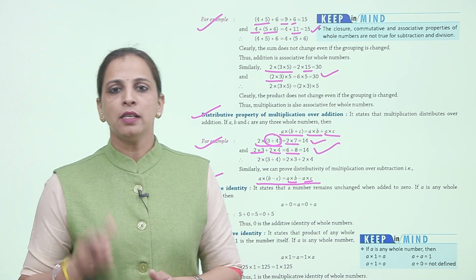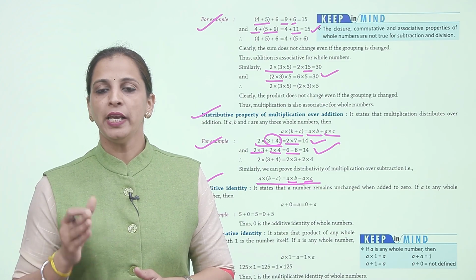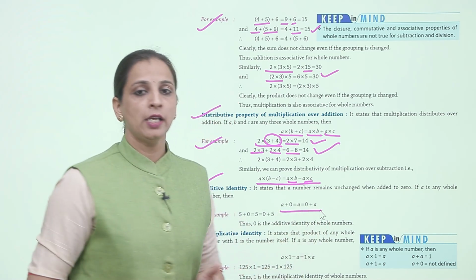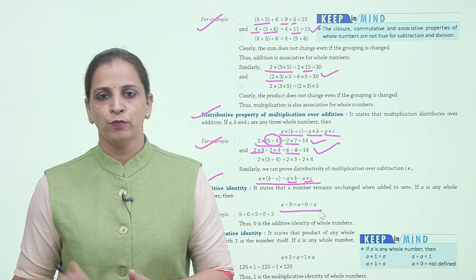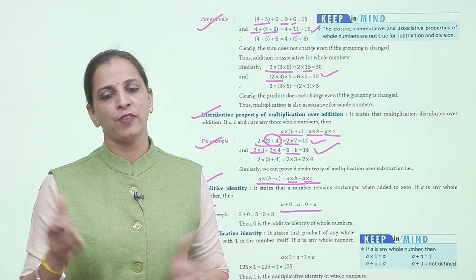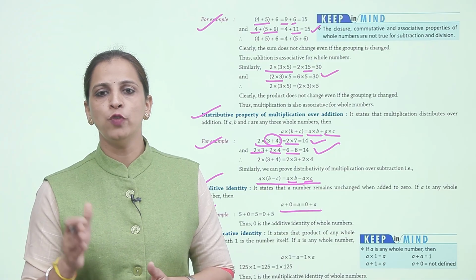It states that a number remains unchanged when added to 0. If A is any whole number, then A plus 0 is equal to A, which is equal to 0 plus A. For example, 5 plus 0 is equal to 5, or 0 plus 5 is also equal to 5. Thus 0 is the additive identity of whole numbers.